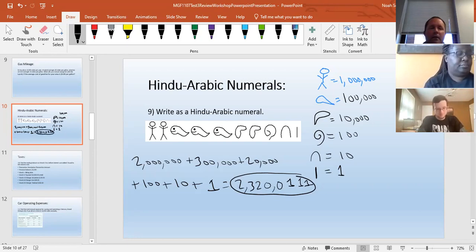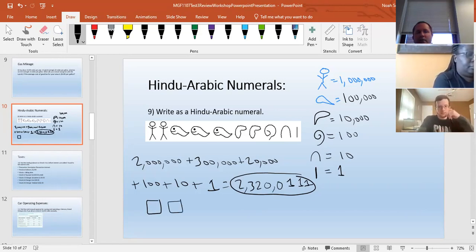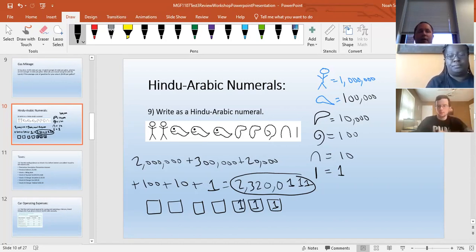You can use the calculator to add it up. Otherwise, you just put things in place values. You've got to understand place value. The ones place has a 1, the tens place has a 1, the hundreds place has a 1. Then you skip the thousands place, so that has a 0. Then you go to the 10,000s place, and that's 2. Then the 100,000s place, that's a 3. And then the millions place, that's a 2. And so there's the full number.